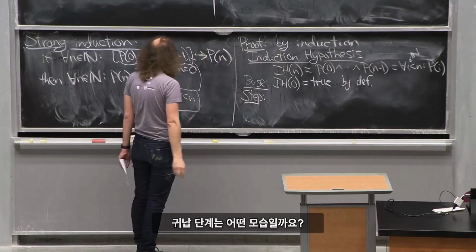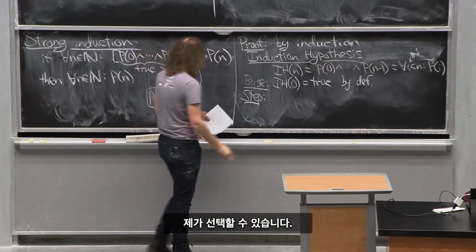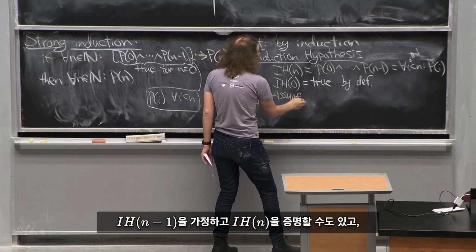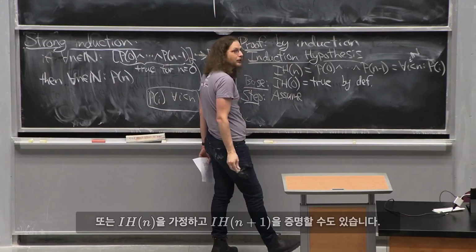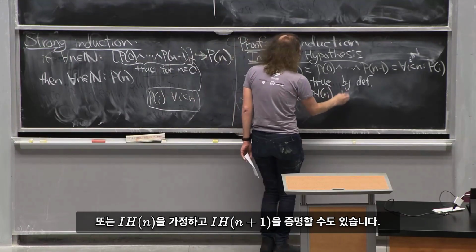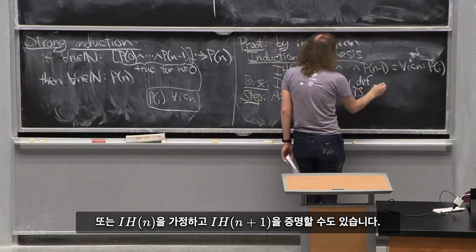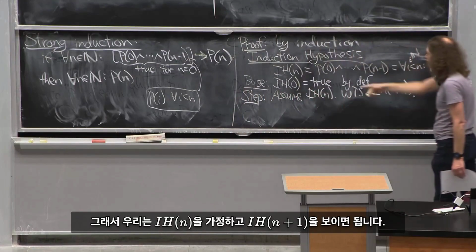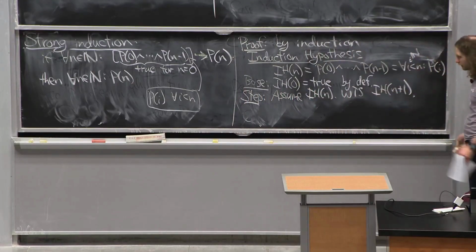What's the induction step look like? I get to choose. I could either assume IH of n minus 1 and prove IH of n, or I'm going to assume IH of n and prove IH of n plus 1. So we want to show IH of n plus 1, assuming IH of n.